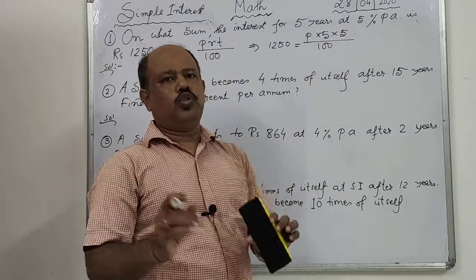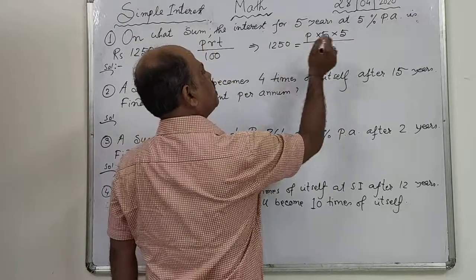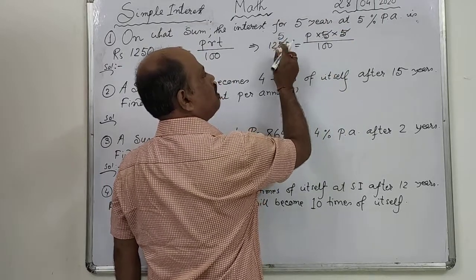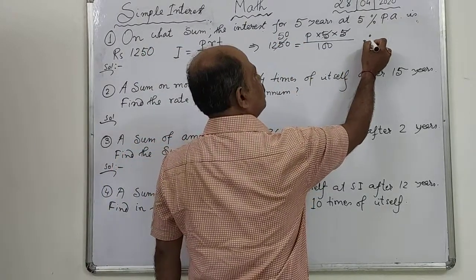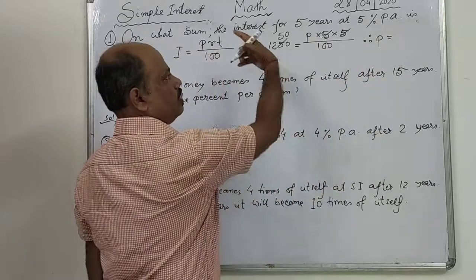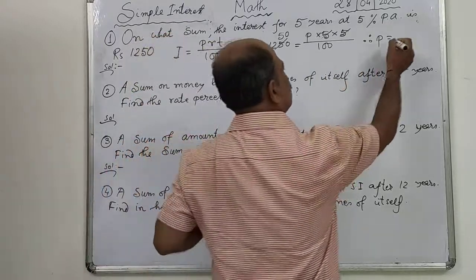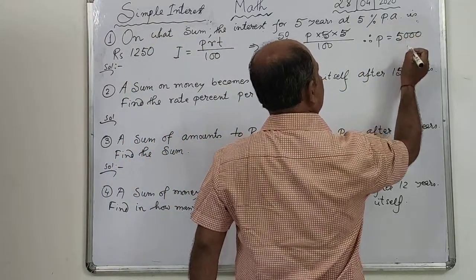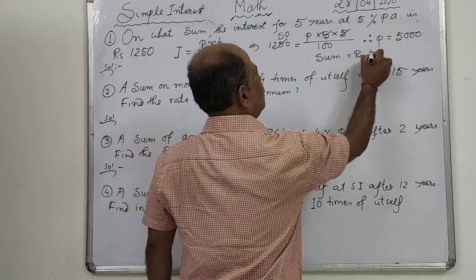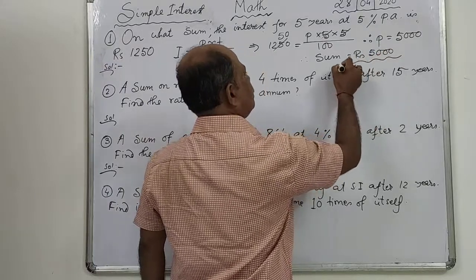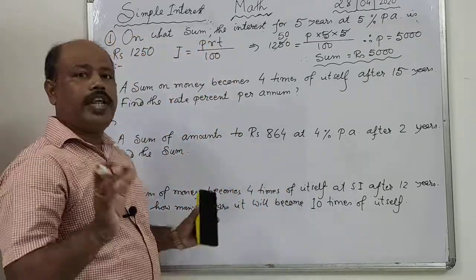Plain formula put করেছি, right? 5 5s are 25 হয়, আর সেই 25 দিয়ে ক্যান্সেল করছো. 25 into 5 that is 125, পাশে একটা 0, right? Therefore, after cross multiplication, you know 50 into 100 that is 5000. So P equal to 5000. So what is the sum? Therefore, sum equal to rupees 5000. First question done. Okay? So next question.